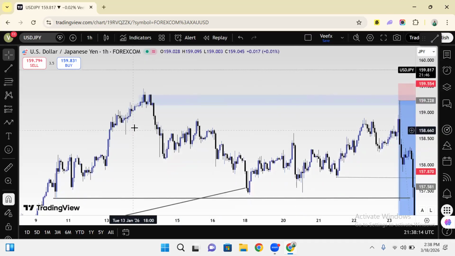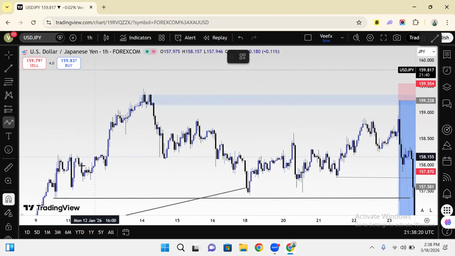So first off, USD JPY was ranging to the upside, right? Let's see the trend. You have your high here, you have your low here, you can still say this is your high and this is your low. You have your high here.